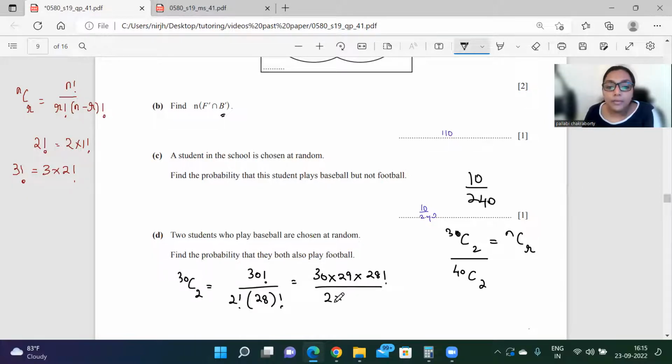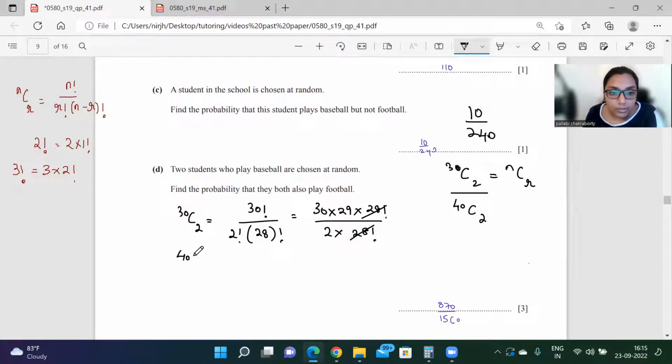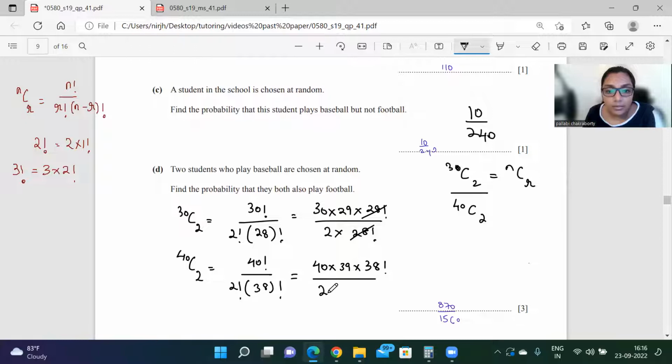So 2 times 28 factorial, and you can cancel this out. So you are left with 30 times 29 by 2. That is your 30C2. Similarly, 40C2 will be 40 factorial by 2 factorial again, and this will be 40 minus 2, which is 38 factorial. Opening this, 40 times 39 times 38 factorial upon 2 factorial, which is 2 itself, times 38 factorial. This gets cancelled.